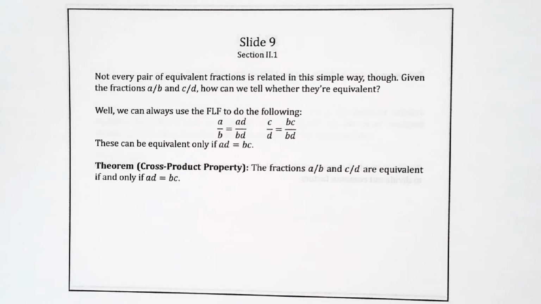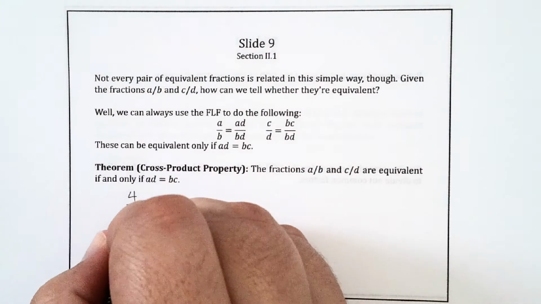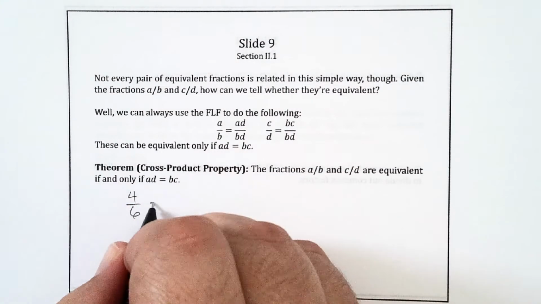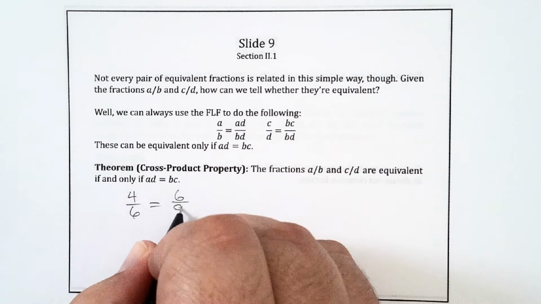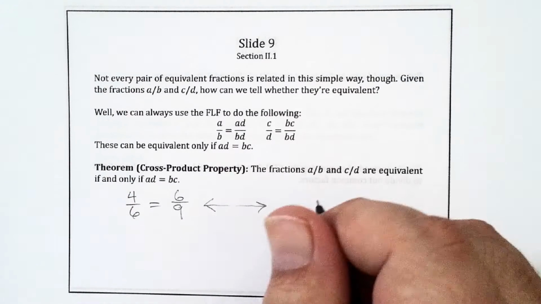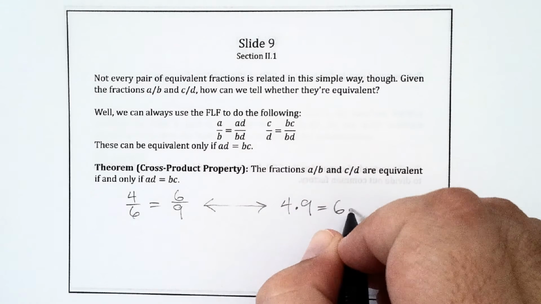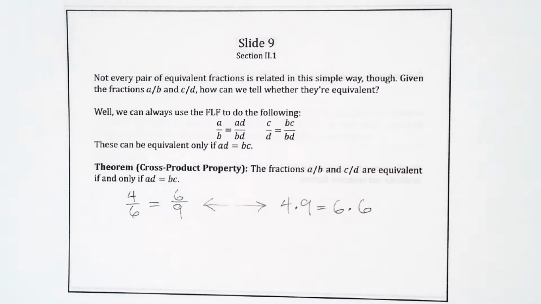This is called the cross product property. A over b is equivalent to c over d if and only if a times d is equal to b times c. So for example, 4 over 6 is equivalent to 6 over 9 because 4 times 9 is 6 times 6. Yeah, they're both 36.